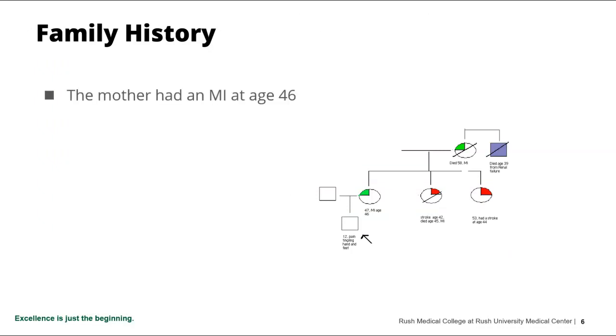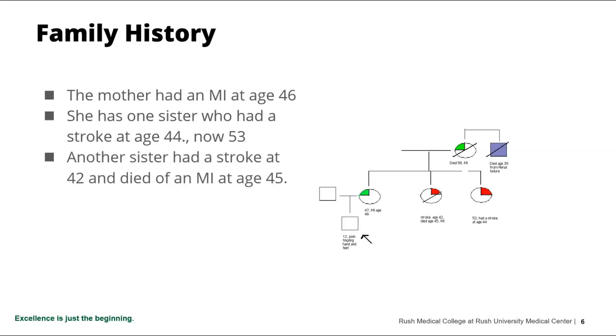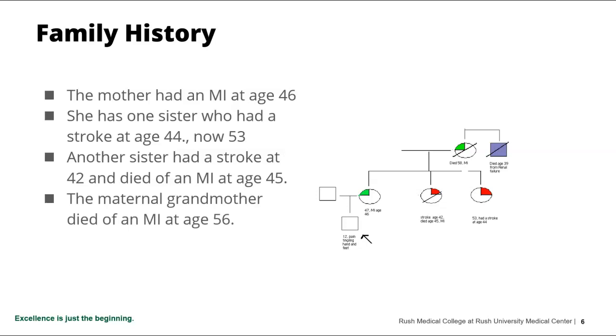So let's look at a typical family history. Mom is 40. Mom had an MI at 46, and she's now 47. She had a sister who had a stroke at 44, and she's now 53. Another sister died of a stroke at 42. A sister had a stroke at 42 and died of an MI at 45. So it's like, wow, this is not normal. And the maternal grandmother died of an MI at 56, and her brother died of renal failure at 39. But this is the kind of family history that you see in Fabry disease: strokes, heart attacks, and then in males, kidney disease.